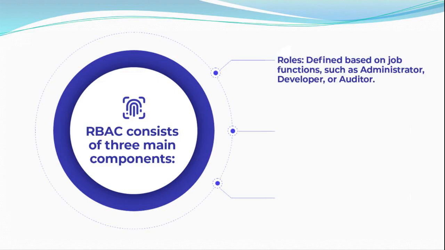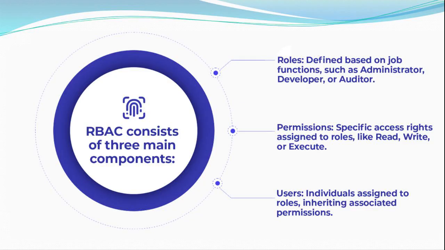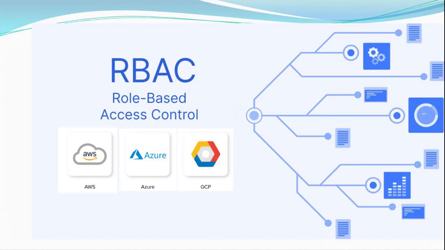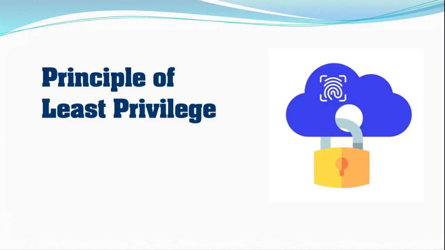1. Roles, defined based on job functions, such as administrator, developer, or auditor. 2. Permissions, specific access rights assigned to roles, like read, write, or execute. 3. Users, individuals assigned to roles, inheriting associated permissions. RBAC is widely used in cloud security, with AWS, Azure, and Google Cloud offering role-based access control to manage resource permissions effectively.